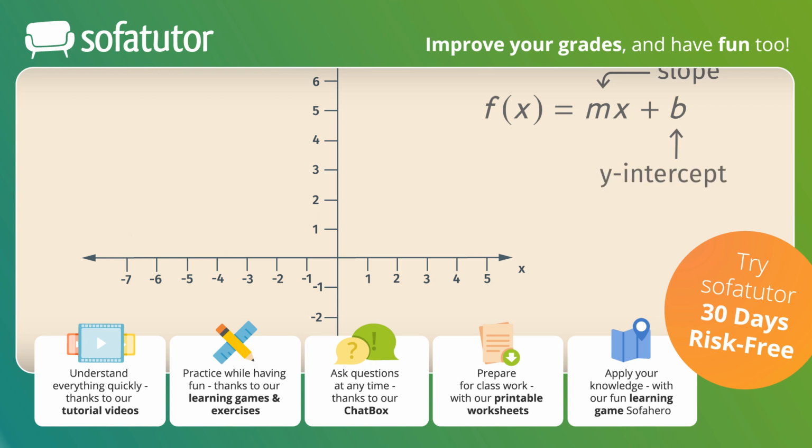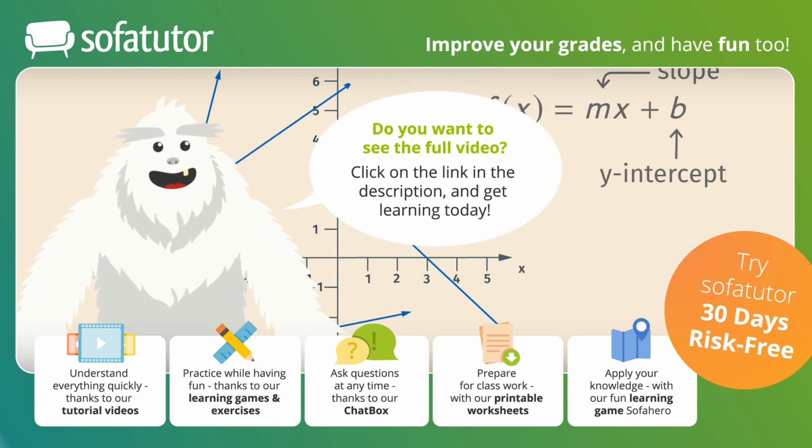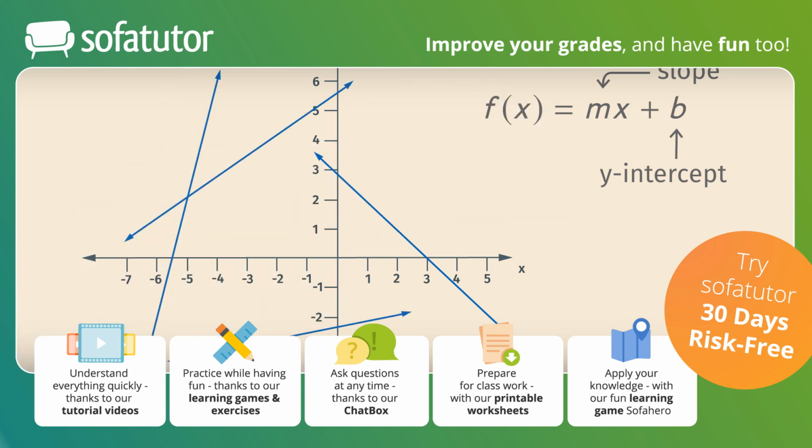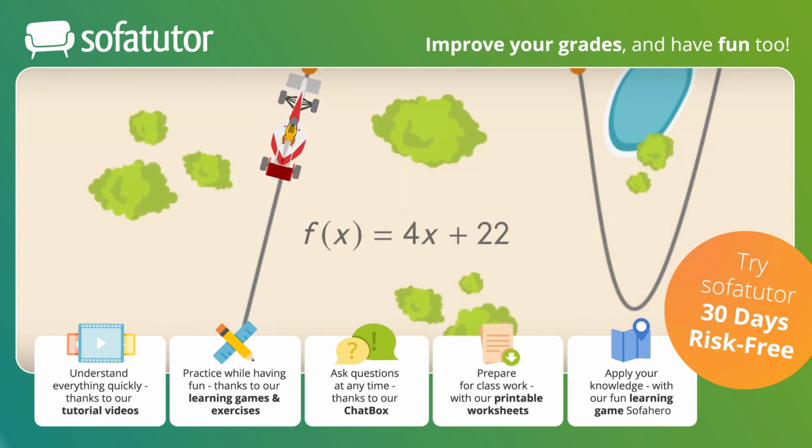If m is positive, the graph of the line increases from left to right. If m is negative, the graph of the line decreases from left to right. So just remember, each one of these lines is also a linear function. The positive slopes generally look like this, and the negative slopes generally look like this. This particular track has the equation f(x) = 4x + 22.